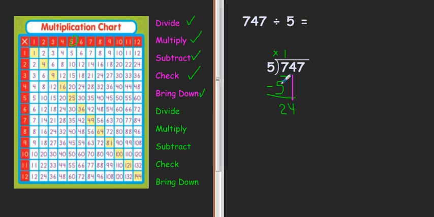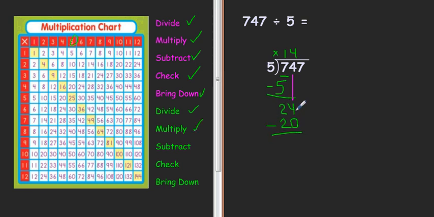Divide. 24 divided by 5. Go check over my multiples. 25 is close, but it's too big, so we're going to go back down to 20. 4 times 5 is 20, so 24 divided by 5 will be 4. Check. Multiply. 4 times 5 is 20.